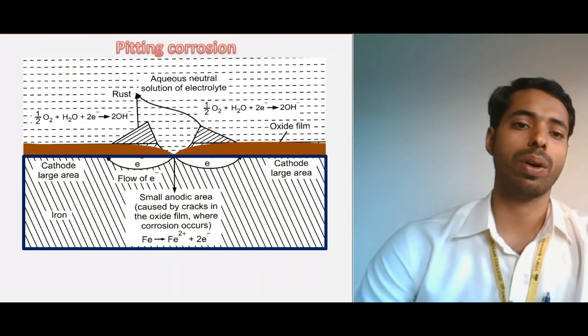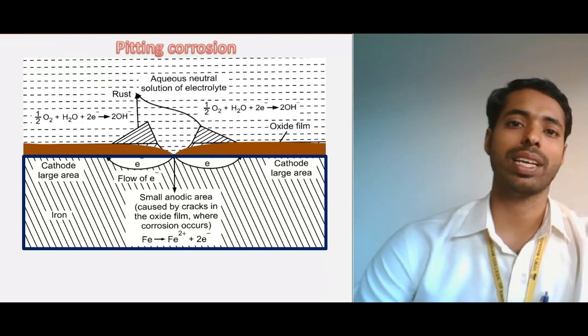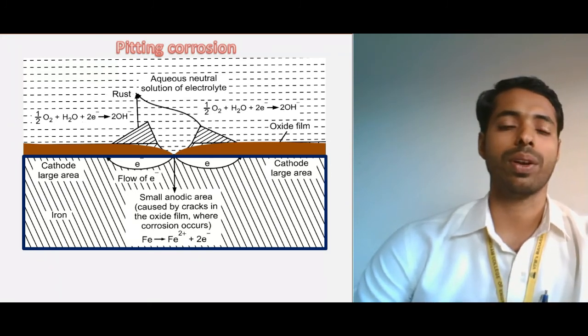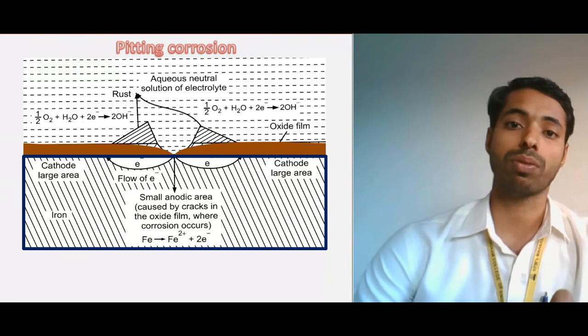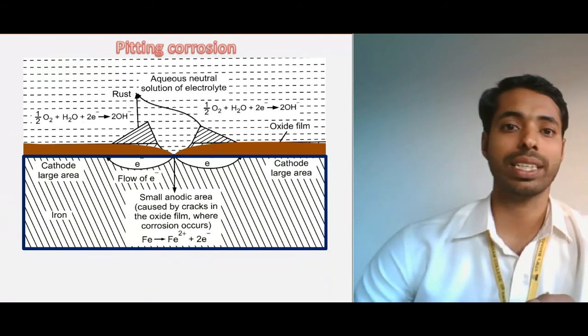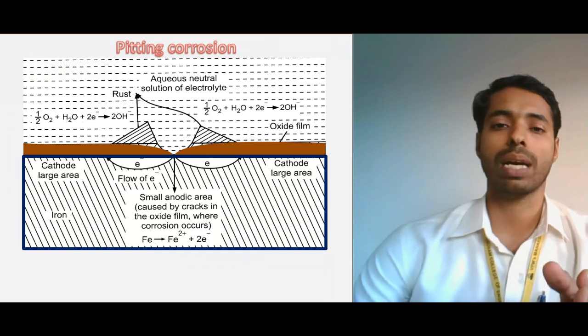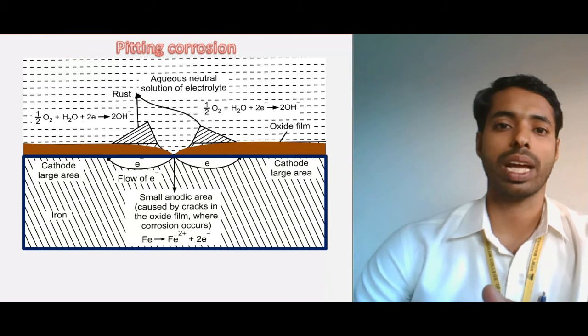So remember, on the anode, which is very small in this case, the corrosion reaction takes place, hence pits are formed on the metal surface. And on the cathode, a reduction reaction always takes place, and that of course depends upon the surrounding electrolyte. That may be either evolution of hydrogen, if it is an acidic electrolyte, or absorption of oxygen, if it is a neutral aqueous environment.